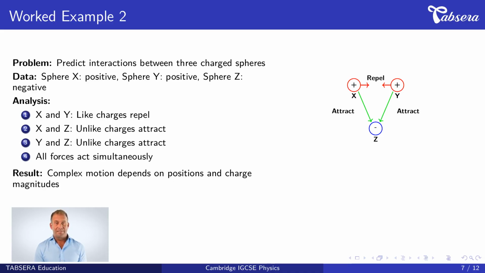Second, consider X and Z interaction. X is positive, Z is negative, so unlike charges attract, they pull together with attractive force. Third, consider Y and Z interaction. Y is positive, Z is negative, so unlike charges attract, they also pull together. Fourth, recognize all forces act simultaneously. The final motion depends on sphere positions and charge magnitudes. The diagram shows all three interactions with colored arrows indicating force directions.